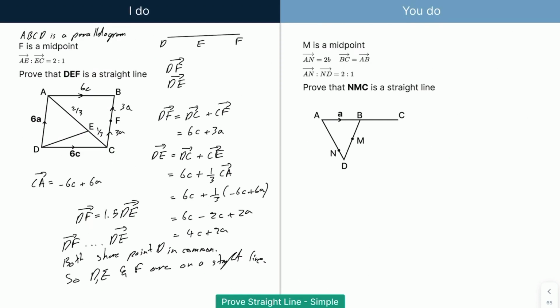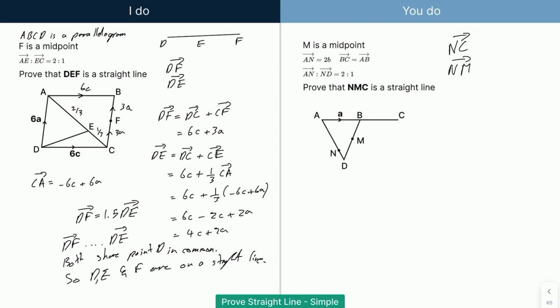So hopefully you've pressed pause and had a go at the example on the right. We need to prove that M and C is a straight line. So the vectors that I'm going to use are the full length, which is going to be N to C, and I'm going to use N to M.